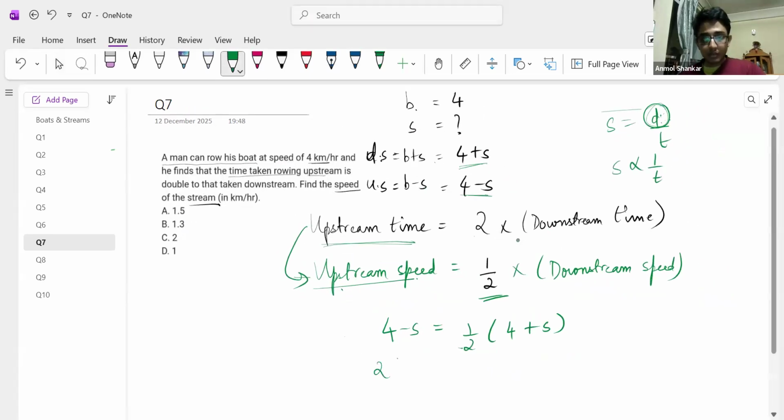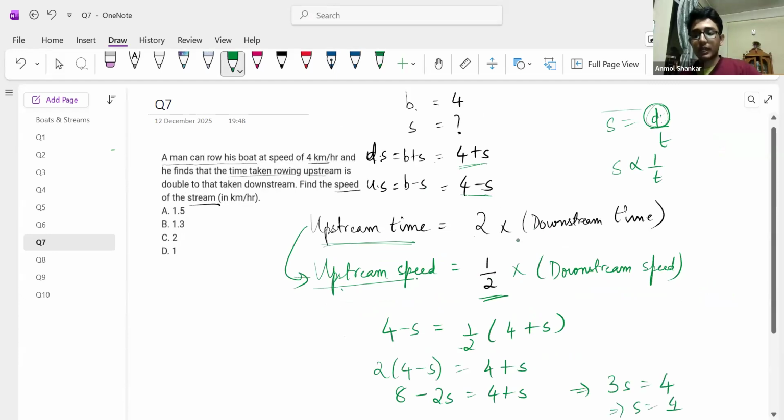So 2 into 4 minus s is equal to 4 plus s. So bracket திறந்தா 2 into 4 is 8, 2 into s is 2s. What is s? 3s is equal to 4. s is equal to 4 by 3. Right? Correct. So 4 by 3.